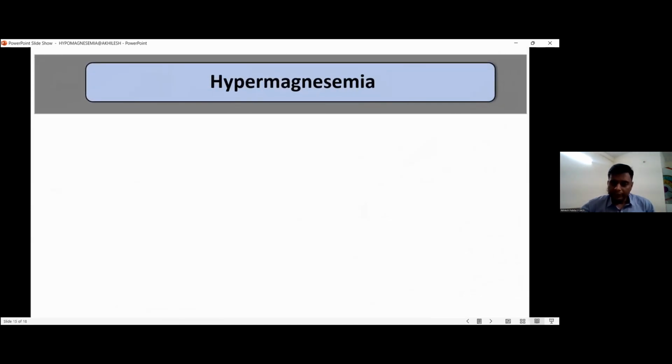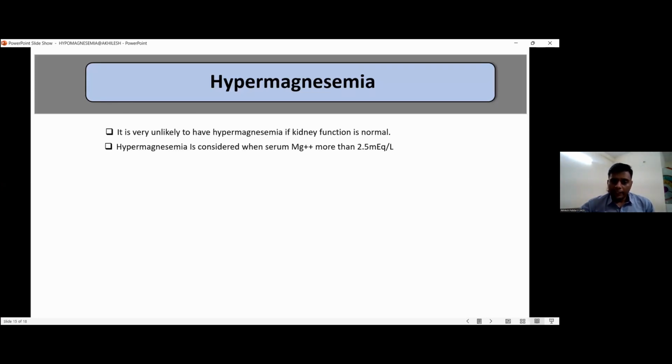As we talked about hypomagnesemia, I added a single slide for hypermagnesemia also, because it is a small topic. It is very unlikely to have hypermagnesemia if kidney function is normal. Hypermagnesemia is considered when serum magnesium is more than 2.5 milliequivalent, but symptomatic hypermagnesemia occurs when the magnesium levels are higher than 5 or 6 milliequivalent per liter.